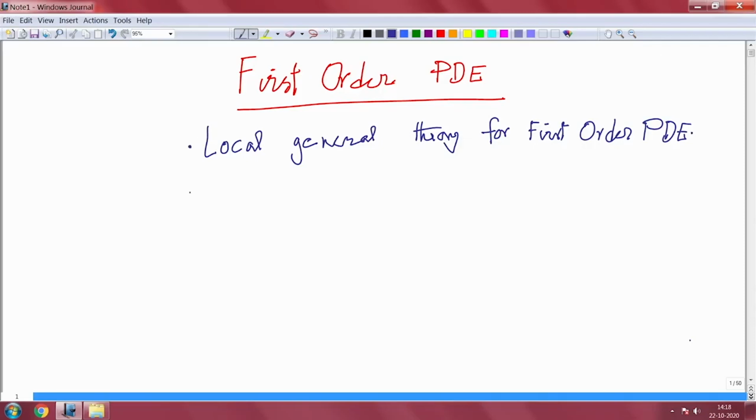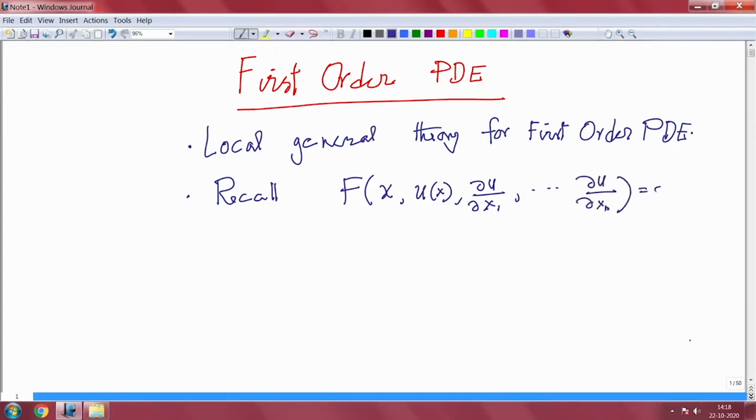Okay. So, let us recall the general first order PDE. You have the independent variable x, then an unknown function u, and then all your first order derivatives, du/dx1 etc., du/dxn, equal to 0, where x is x1 etc. xn. That is the general form of your first order equations.